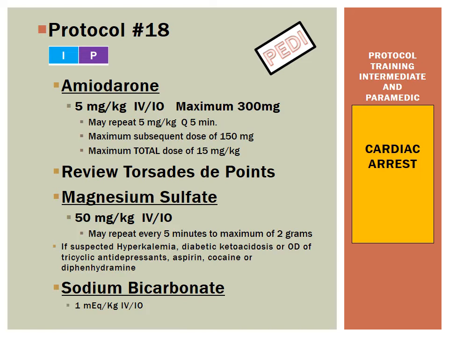Also, to reverse torsades de pointes in our pediatric patients is mag sulfate, and the dose is 50 milligrams per kilogram IV-IO, and you may repeat every 5 minutes to a maximum of 2 grams. If suspected hyperkalemia, diabetic ketoacidosis, or overdose of tricyclic antidepressants, aspirin, cocaine, or diphenhydramine, we want to administer sodium bicarbonate, 1 milliequivalent per kilogram IV-IO.